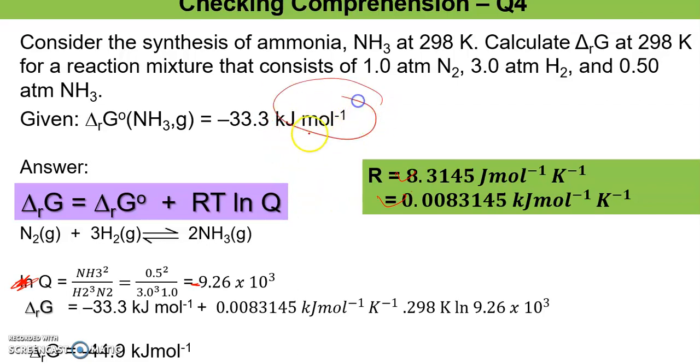Now if we want to use this one, this is the dimension, so we need to use this value. I hope you already know how to convert 8.3145 to 0.0083145. That's why I use this value, because I want to make the dimensions the same. So now 0.0083145 kilojoule per mole per Kelvin, times the temperature.